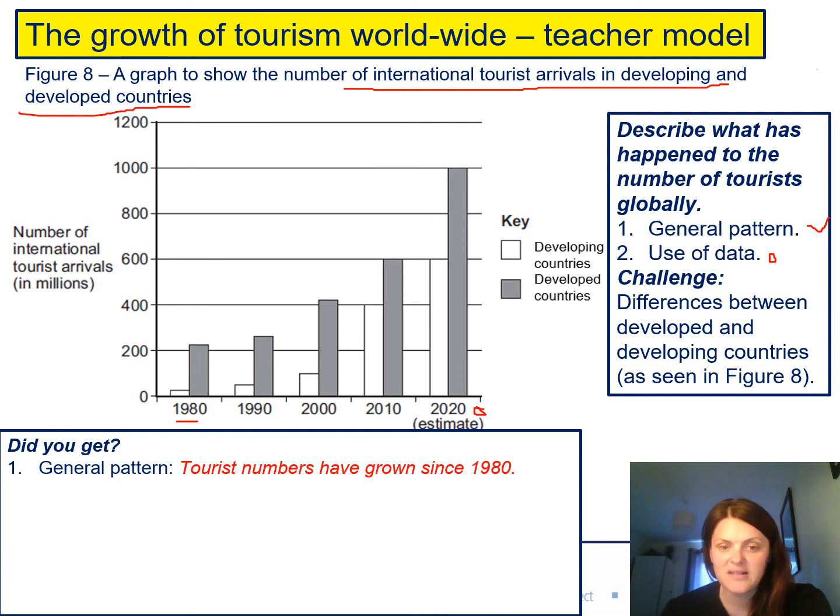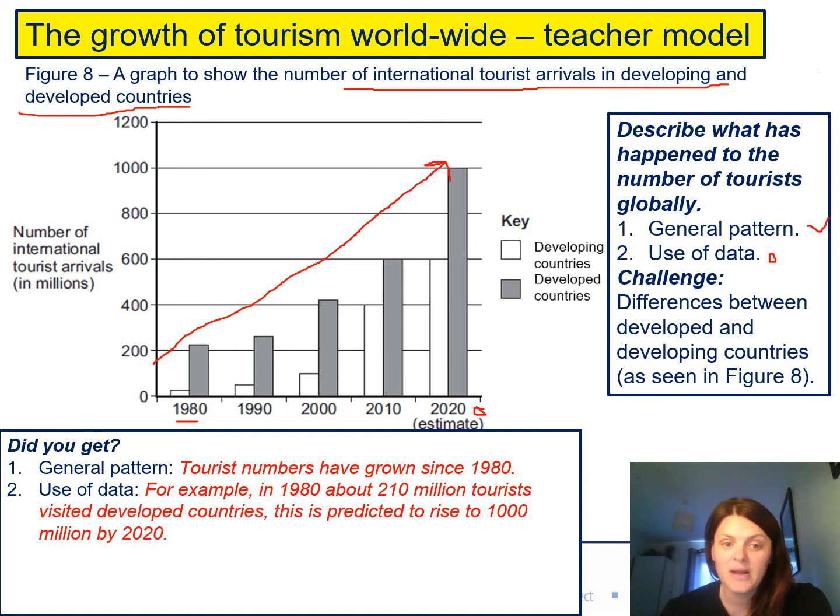So the general pattern is that tourist numbers have grown since 1980. We can see, look, they go up. So overall, the pattern is they've grown since 1980. For example, in 1980, about 210 million tourists visited developed countries. This is predicted to rise to 1,000 million, there we go, in 2020. Might not actually be that high this year, as we're not allowed to actually go anywhere, but when this graph was made, that's what they believed.